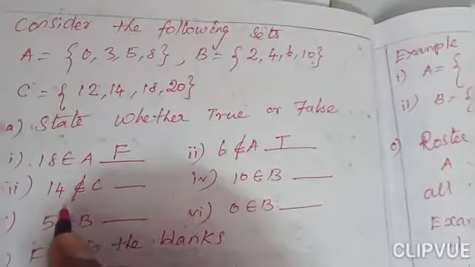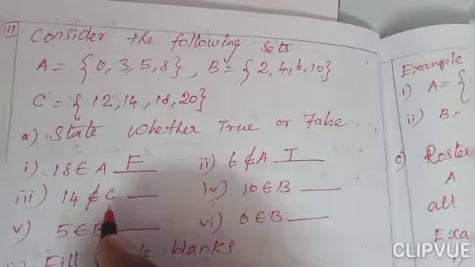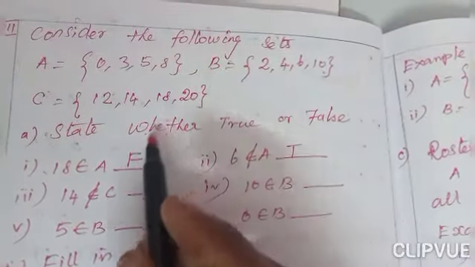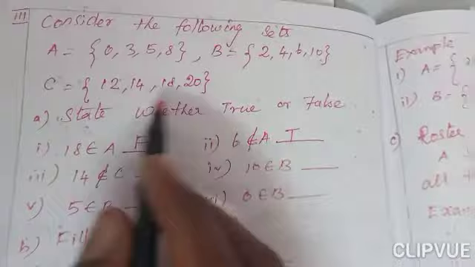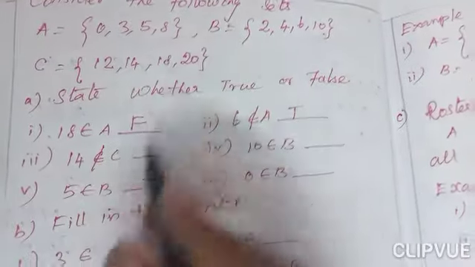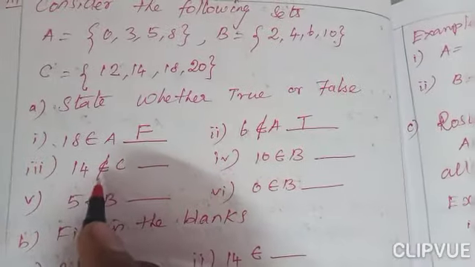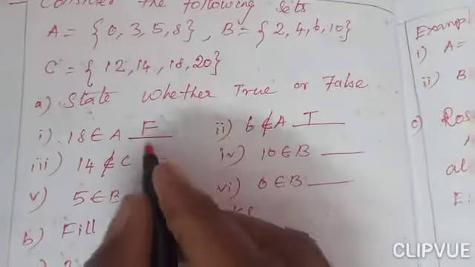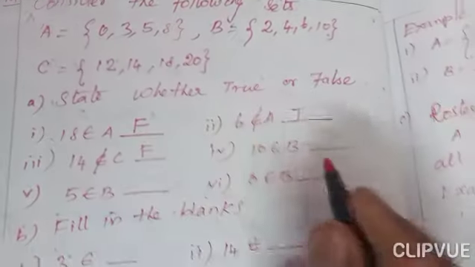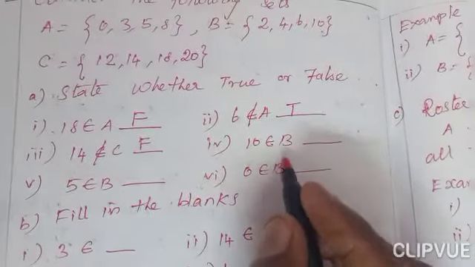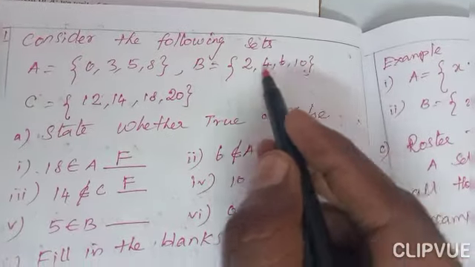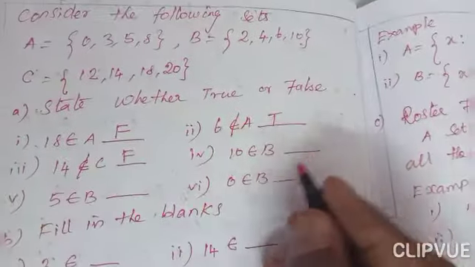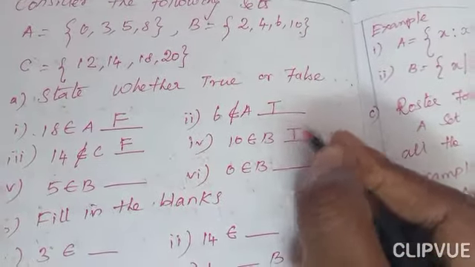Next one, 14 does not belong to capital C. So look at the elements of set C: 12, 14, 18, 20. 14 is there. But here they have given 14 does not belong to set C. That means it is a false statement. Look at the next one, 10 belongs to B. Look at the elements of set B, 10 is there. That means it is a true statement.